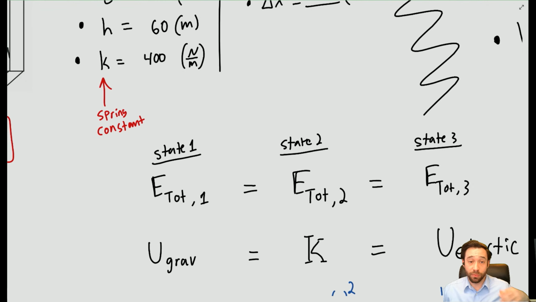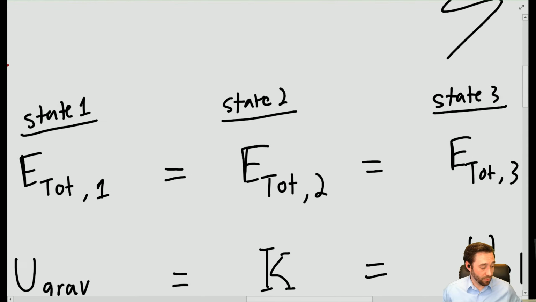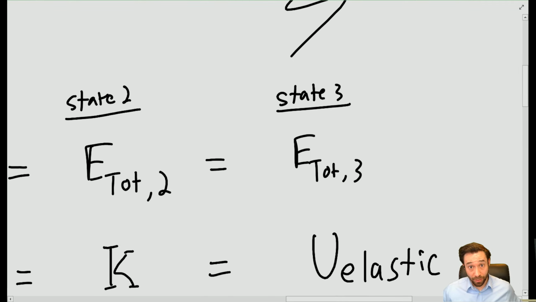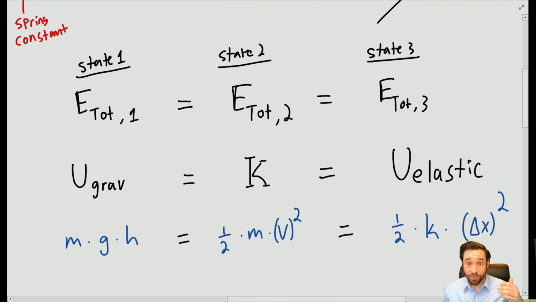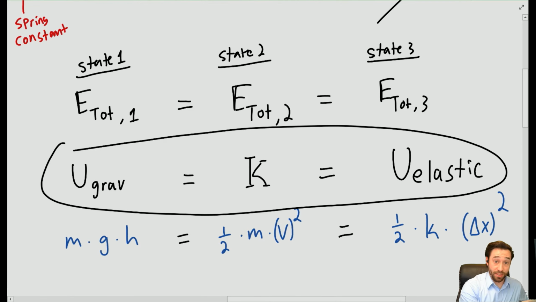And in order to give us a guide on how to figure those two variables out, those two unknowns, we use the conservation of energy equation. So the amount of energy at state 1 equals the amount of energy at state 2 equals the total amount of energy at state 3. And we use the information from those questions that we just asked to write down the energies at each state. So gravitational at state 1, kinetic at state 2, elastic at state 3.